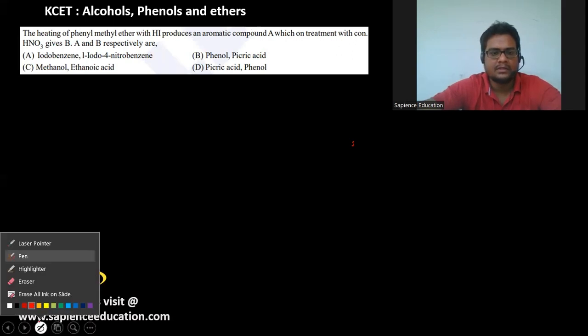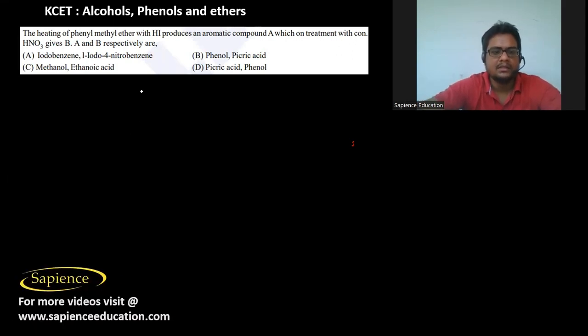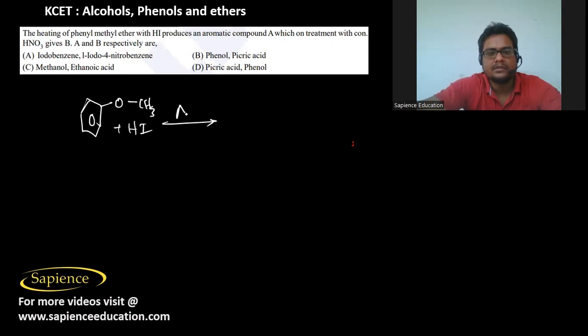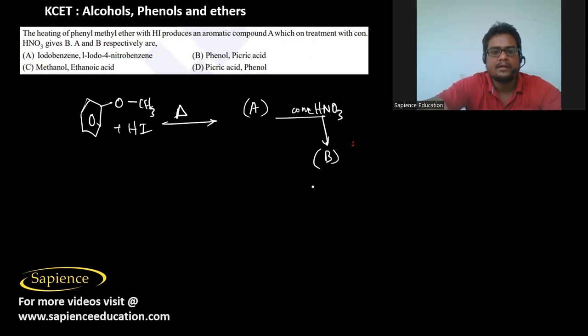So here it is told that phenyl methyl ether, or I can say methoxy benzene, is heated with HI to produce an aromatic compound A, which on treatment with concentrated nitric acid gives the compound B. Now the compounds A and B are respectively.